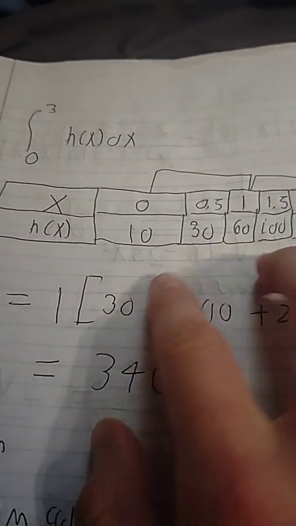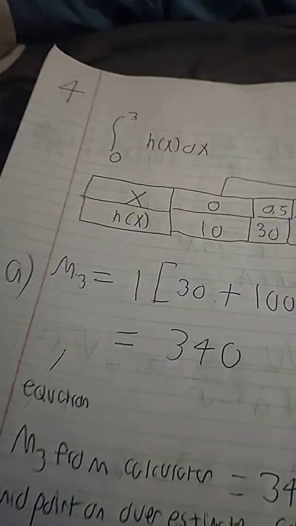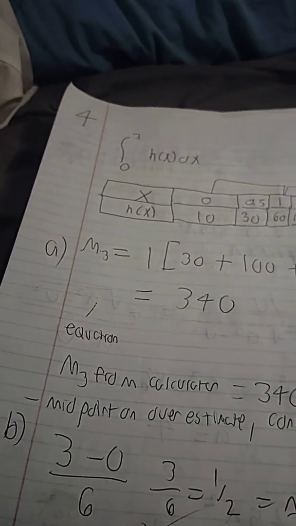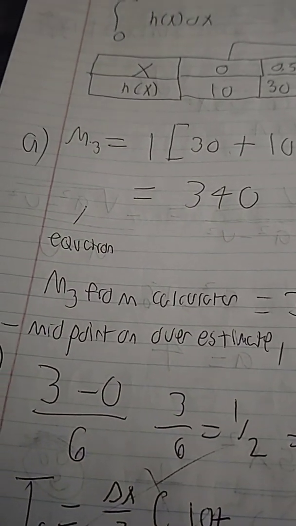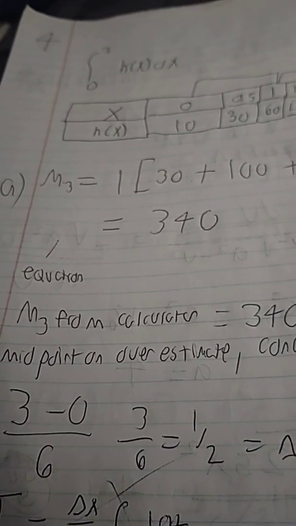So our M3, we do 1 times 30 plus 100, because it's the middle of these two, plus 210 equals 340. And then after that, the M3 from calculator is also 340. So the midpoint is an overestimate because the graph itself is concave down.